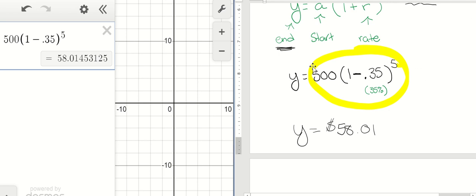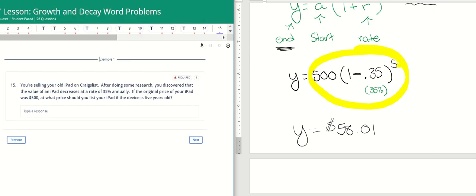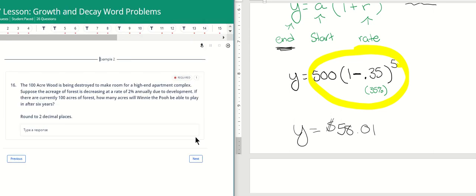So that's how we do these problems. We use the formula to help us figure out how much something is worth or how many things there will be at the end of a certain amount of time.